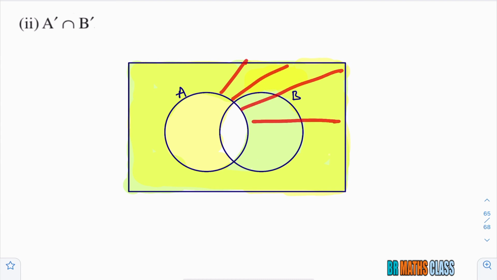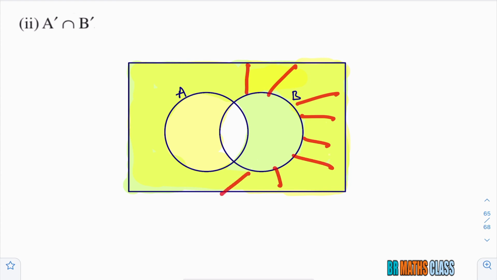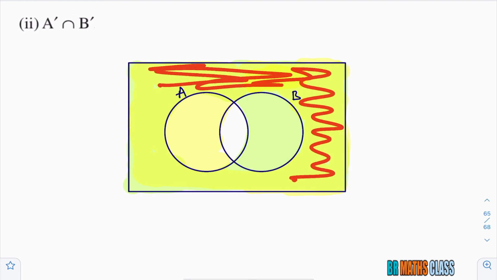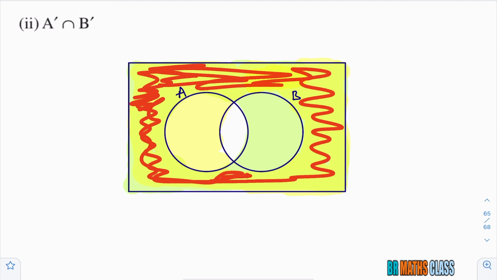In A dash, you can observe that this is A dash, right? This is A dash. In B dash, what is B dash? This is other than B part. If you observe the common part, that means A dash intersection B dash. You know what is A dash, you know what is B dash. Then you will realize that whatever this space is, this space is A dash intersection B dash. I hope you understand this.